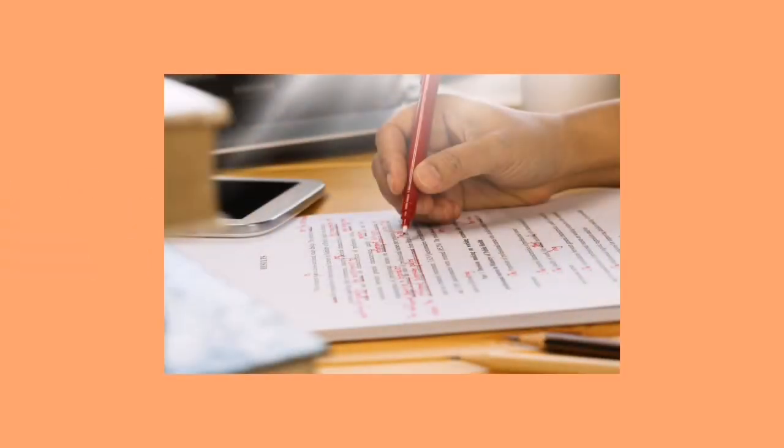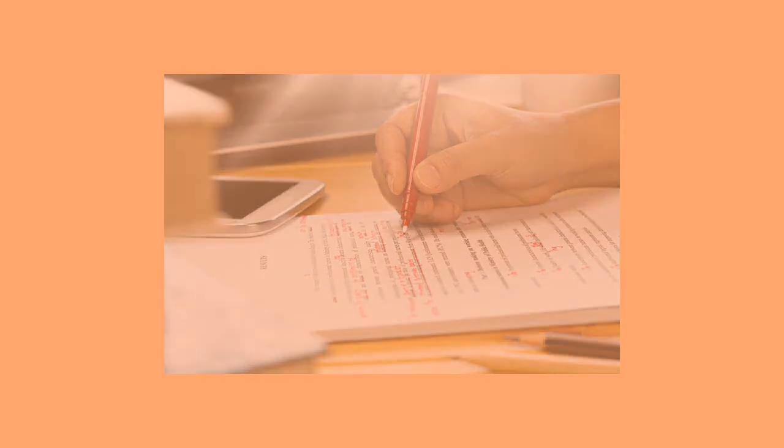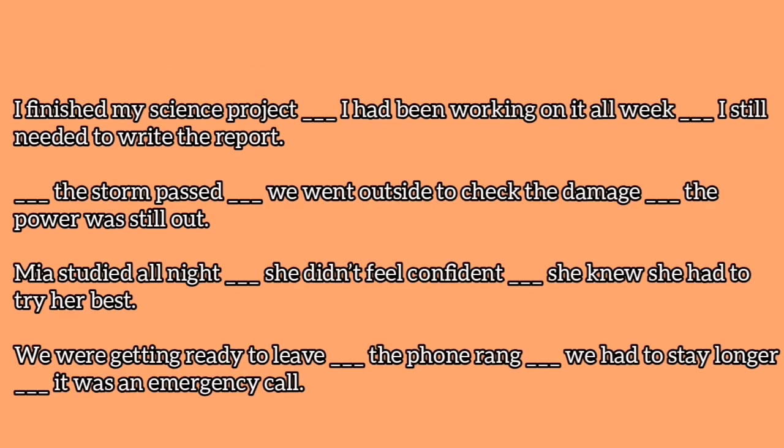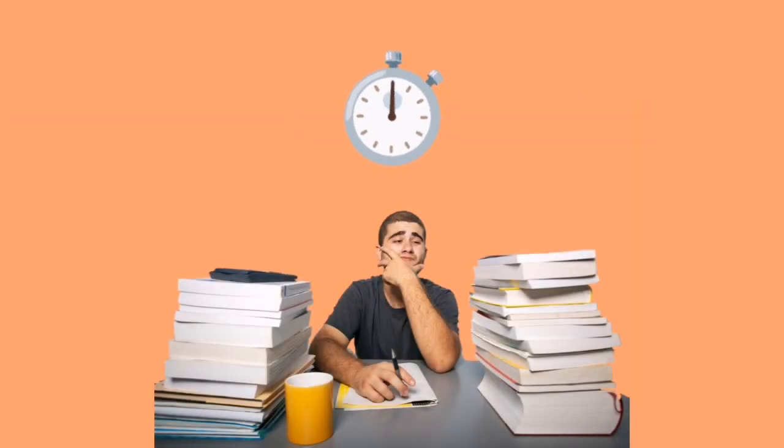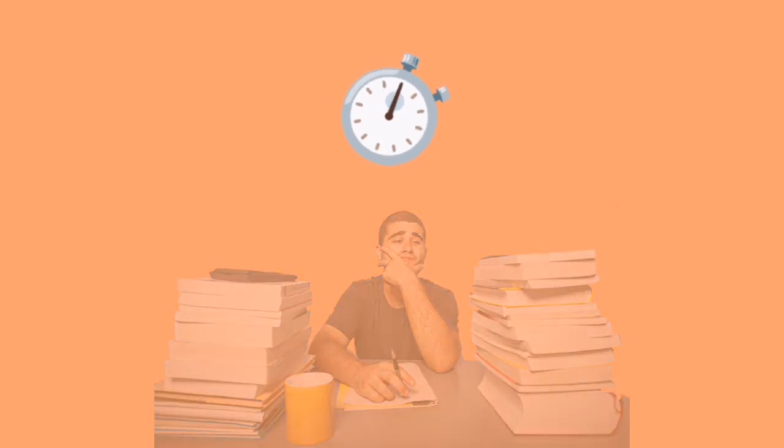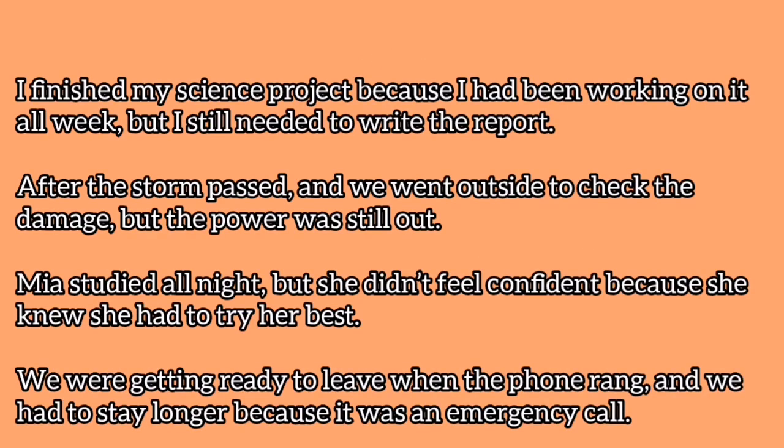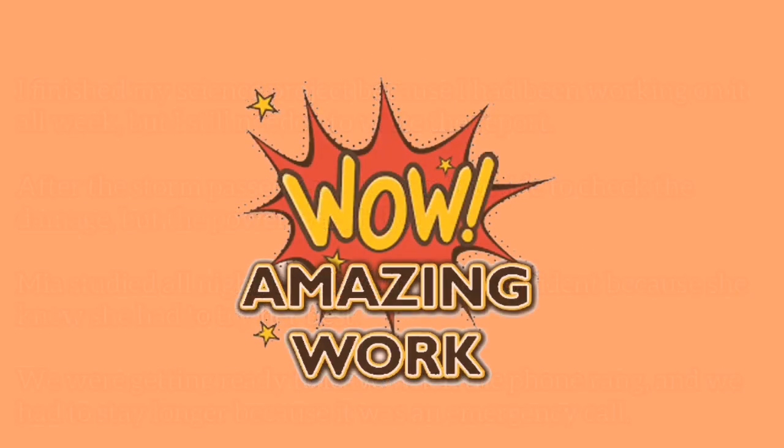Let's have the instructions for our last exercise. Fill in each blank with the correct punctuation or conjunction. It can be a semicolon, comma, subordinating conjunction, or coordinating conjunction. Let's check our answers. Well done!